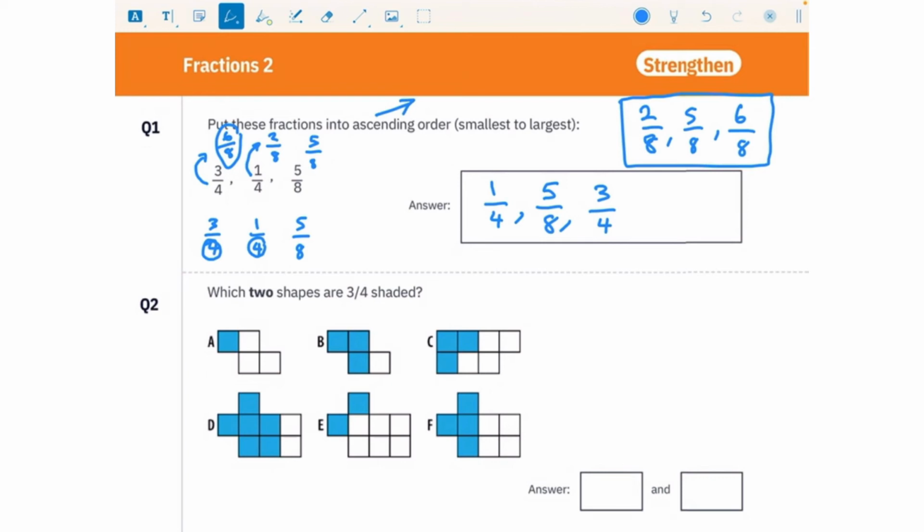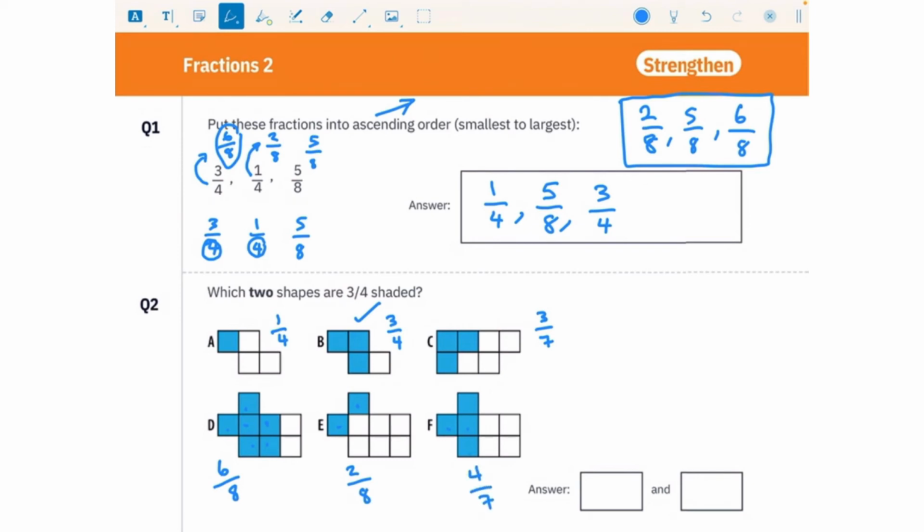Okay, question number 2. Which 2 shapes are 3/4 shaded? So A is 1 shaded out of 4. B is 3 shaded out of 4. So great, we want that one. C is 3 shaded out of 7. That's no good. D is 1, 2, 3, 4, 5, 6 shaded out of 8. E is 2 shaded out of 8. And F is 1, 2, 3, 4 shaded out of 7.